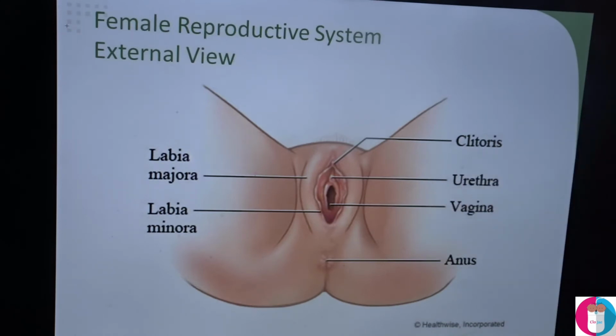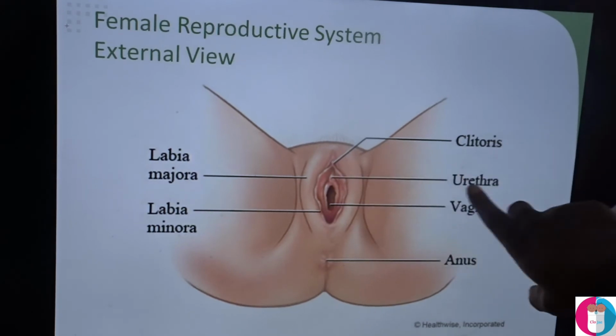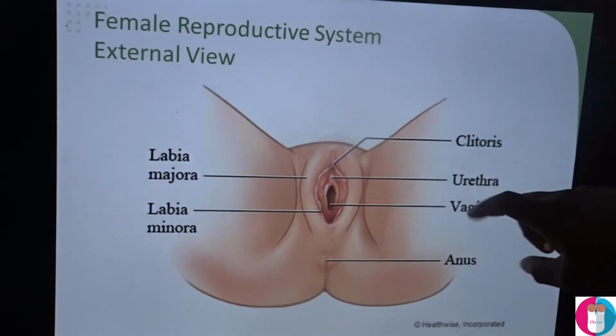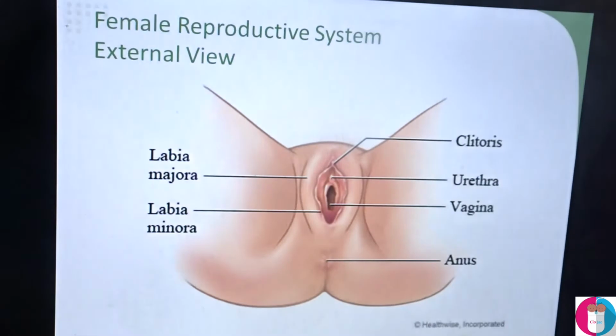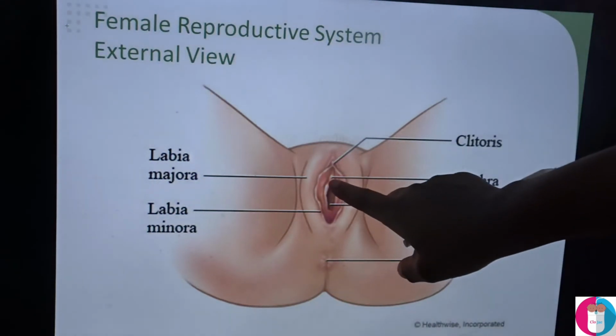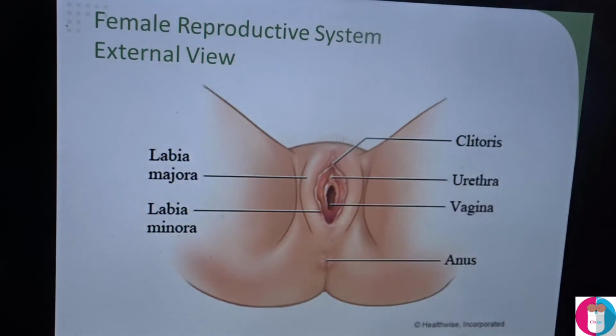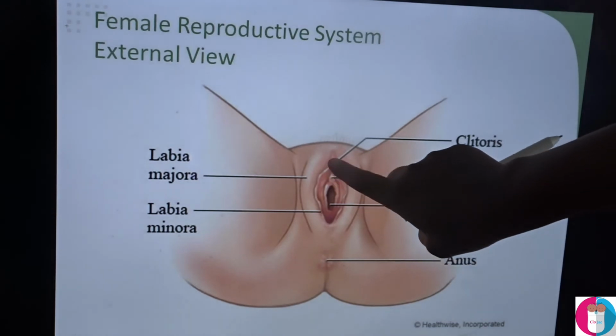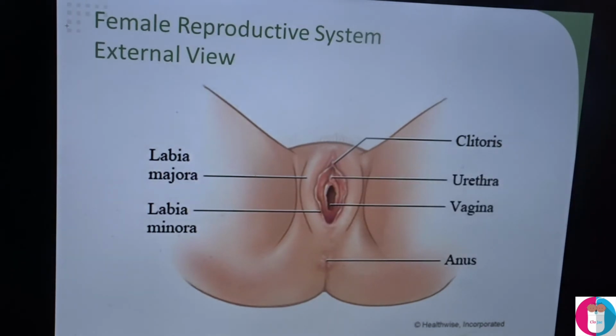And directly below the clitoris, we have what we call the urethra. That is actually a very small hole. I don't know if you can see, it's quite small, smaller than the clitoris. That's actually where we pee from, simply where the ladies urinate from. It's a very small hole.